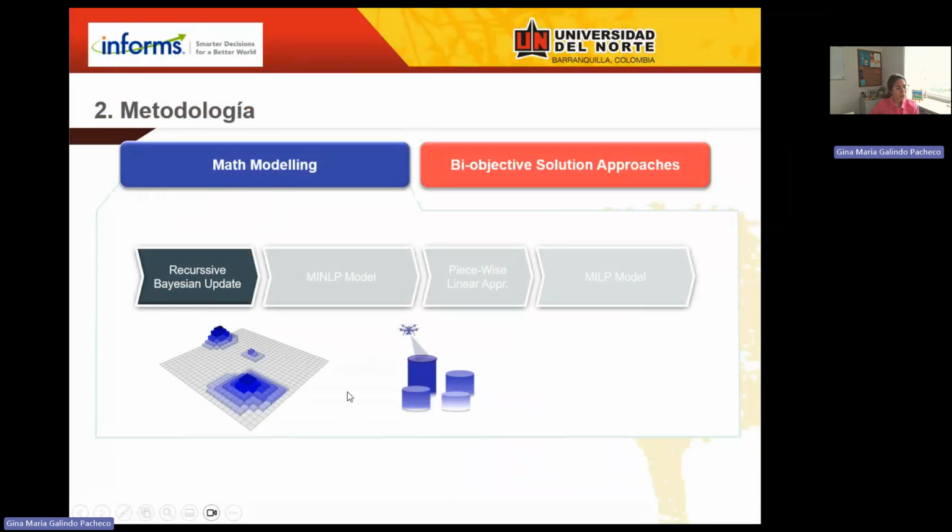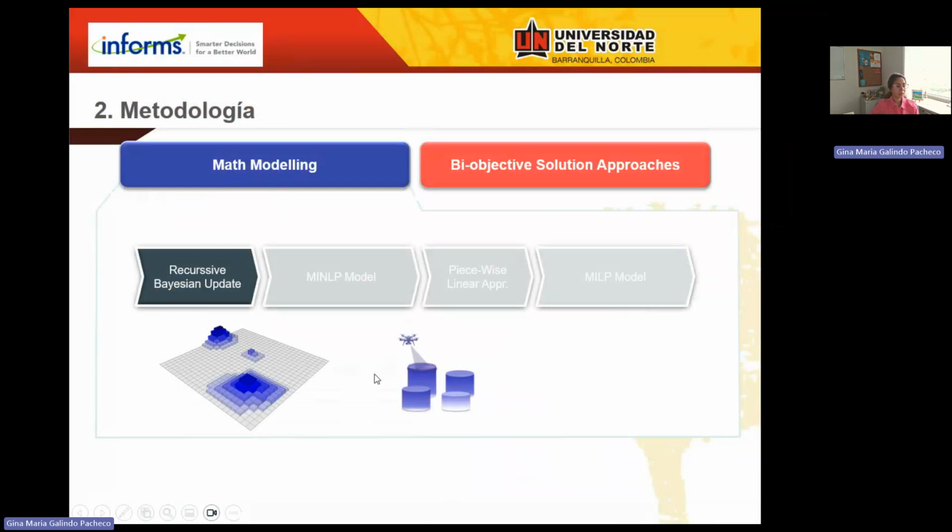And an interesting thing is that we consider that the search agents are not perfect and they may give us some false negatives. Maybe the agent didn't find the person when scanning a cell, given that the person is actually there. That may happen.